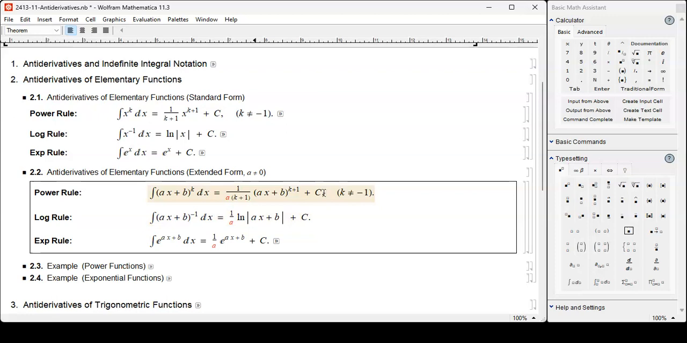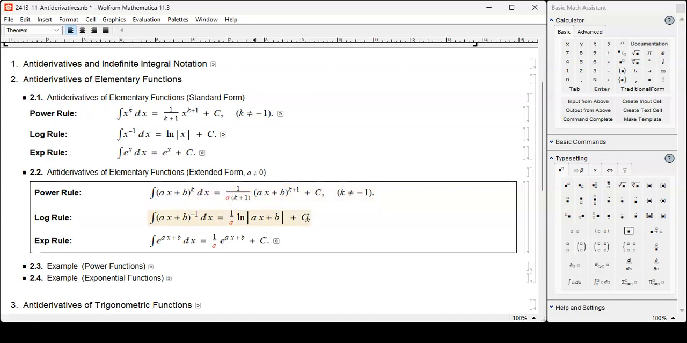Same here. Take the derivative. k plus 1 comes out and collides with 1 over k plus 1 and they disappear. Subtract 1 from the power, so we get a k power. Good. But that's not all. You have to multiply by the derivative of the inside, and that's a, and that collides with this 1 over a, highlighted in red, and that too disappears.